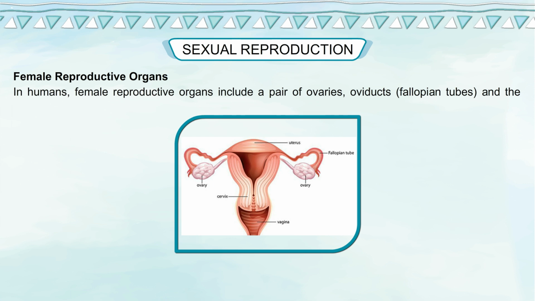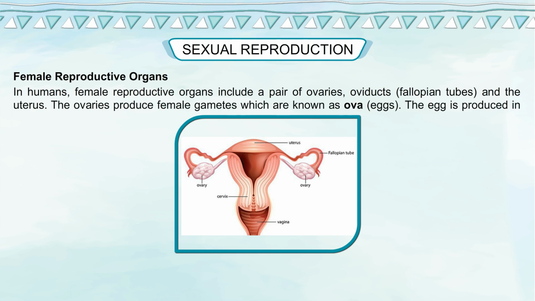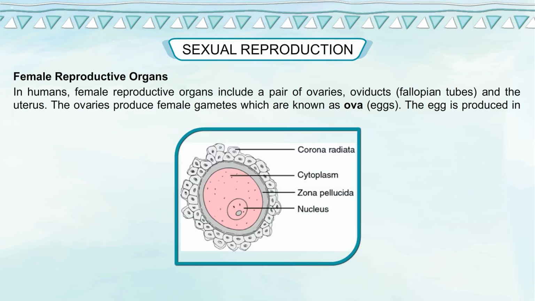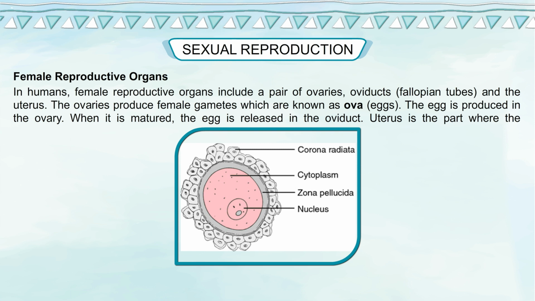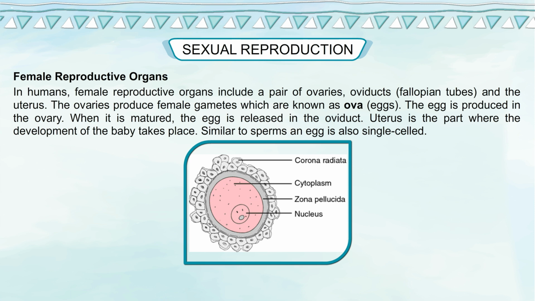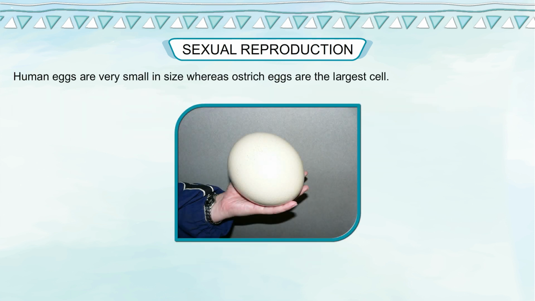Female reproductive organs. In humans, female reproductive organs include a pair of ovaries, oviducts, fallopian tubes, and the uterus. The ovaries produce female gametes which are known as ova, eggs. The egg is produced in the ovary. When it is matured, the egg is released in the oviduct. Uterus is the part where the development of the baby takes place. Similar to sperms, an egg is also single-celled. Human eggs are very small in size, whereas ostrich eggs are the largest cell.